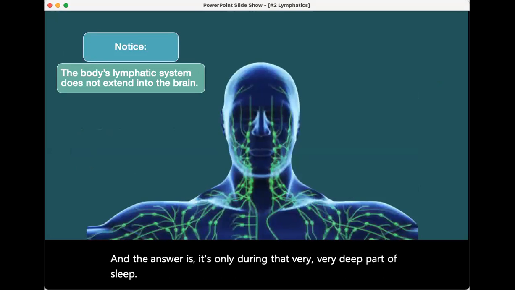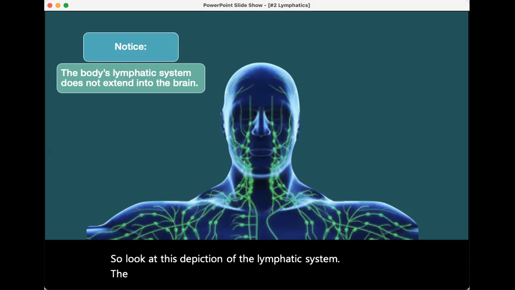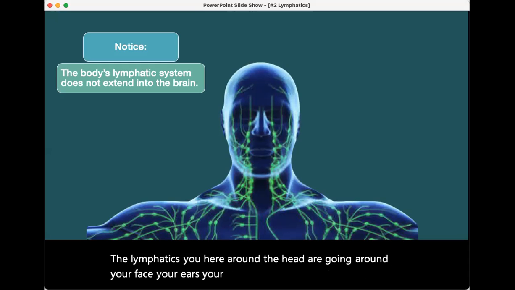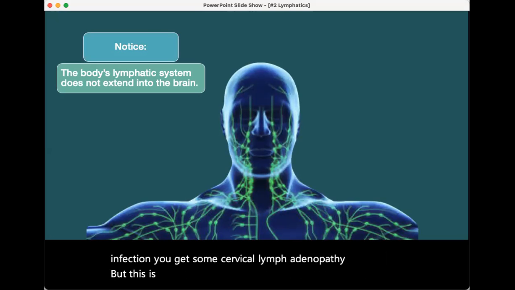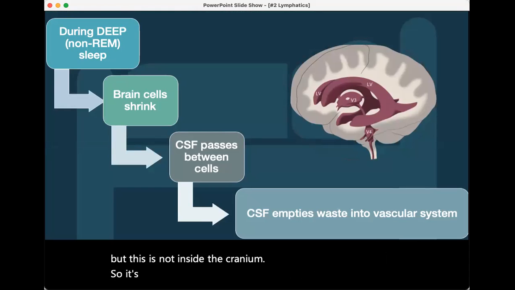So look at this depiction of the lymphatic system. The body's lymphatic system does not extend into the brain. The lymphatics you see here around the head are going around your face, your ears, your eyes. You notice you get an ear infection, you get some cervical lymphadenopathy. But this is not inside the cranium. So it's only during this very deep sleep. And the other term is NREM or non-REM sleep.